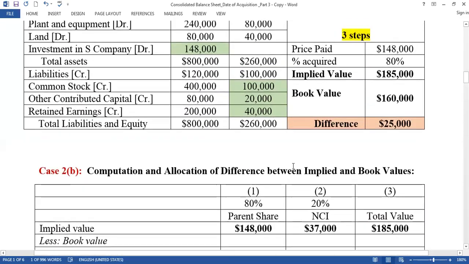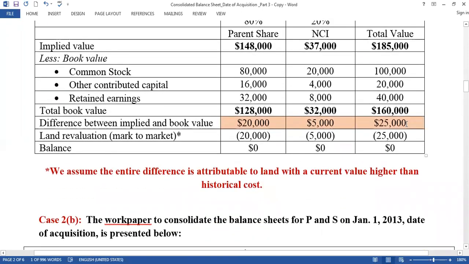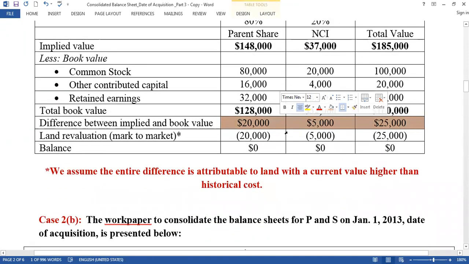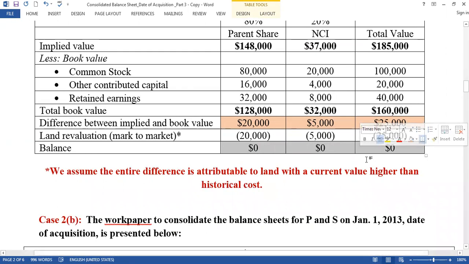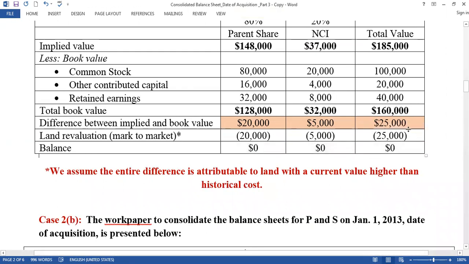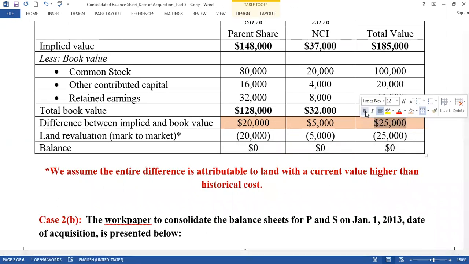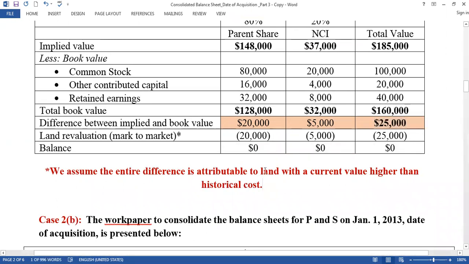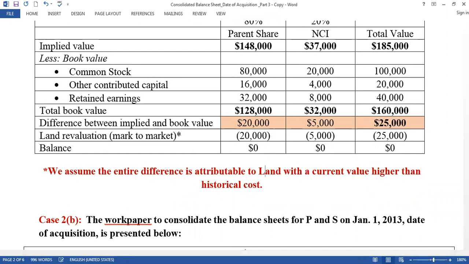Now, this is important: if you want to allocate the difference, you have to make it zero. Do you understand? You have to allocate this difference where? So 25,000 is the difference. This difference you are going to allocate according to this question. According to this question, this difference is going to be allocated to the land account with historical cost.